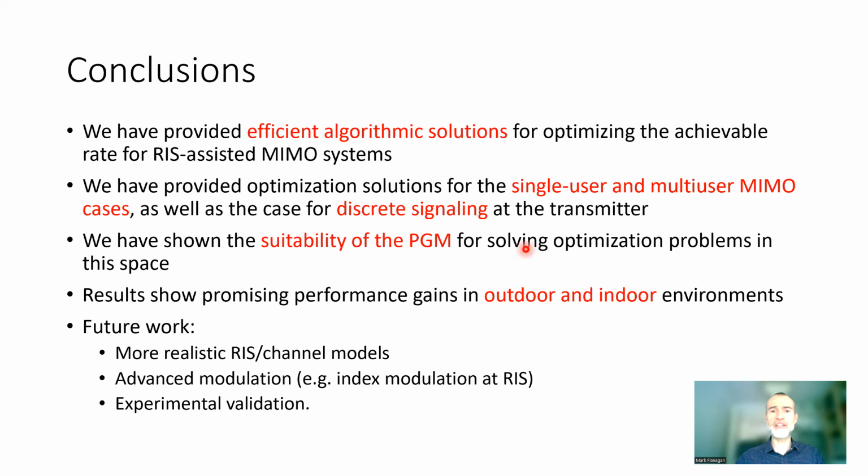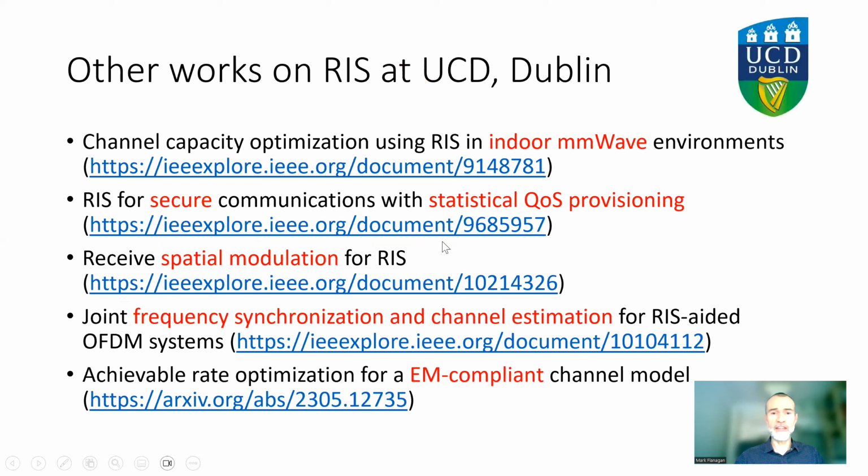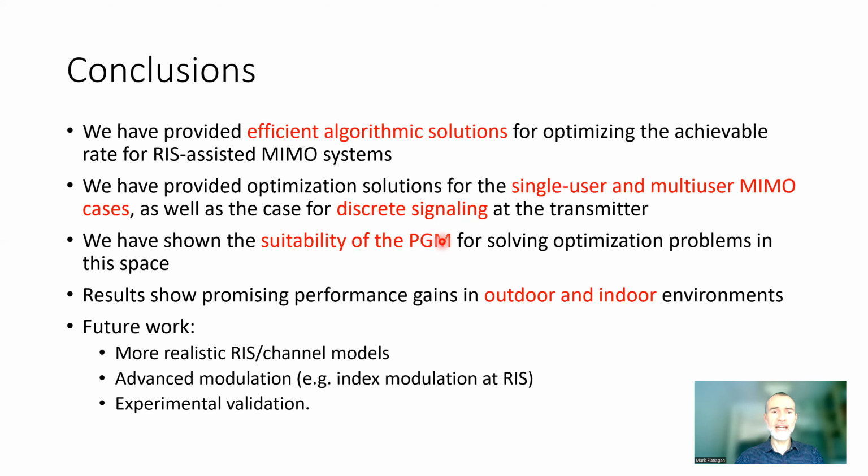It's particularly suitable in the sense that it's a vector optimization. We're doing parallel processing in terms of the optimization. We can often get closed form expressions of the gradient. We have provable convergence, a lot of very attractive properties for this particular setting. And we've shown that results show promising performance gains in outdoor and especially indoor environments, where we achieve very high gains.